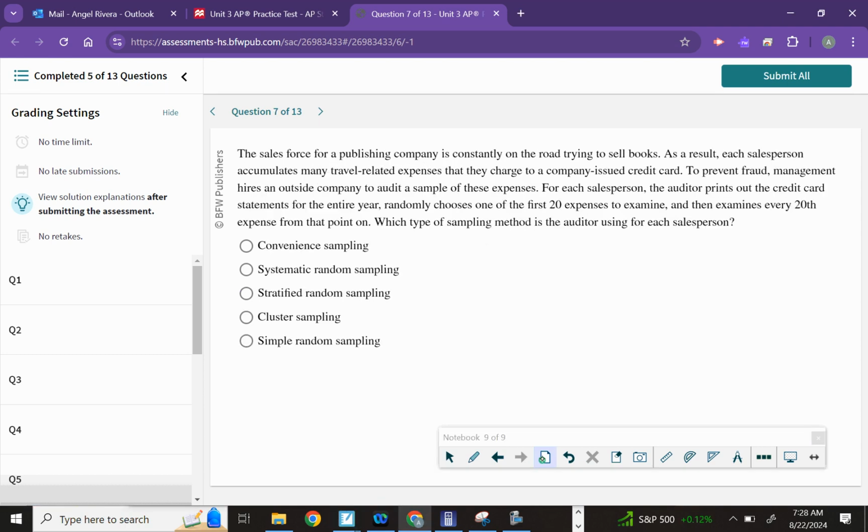The sales force for a publishing company is constantly on the road trying to sell books. As a result, each salesperson accumulates many travel-related expenses that they charge to the company-issued credit card. To prevent fraud, management hires an outside company to audit a sample of these expenses. For each salesperson, the auditor prints out the credit card statement for the entire year, randomly chooses one of the first 20 expenses to examine, then examines every 20th after. So key there, every 20th, automatically, I'm thinking that's a systematic, which it is.